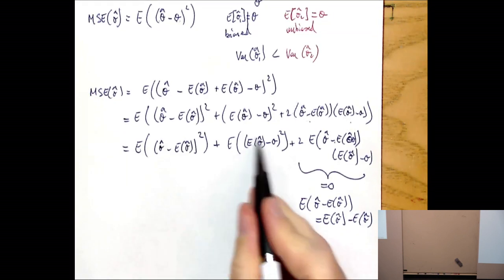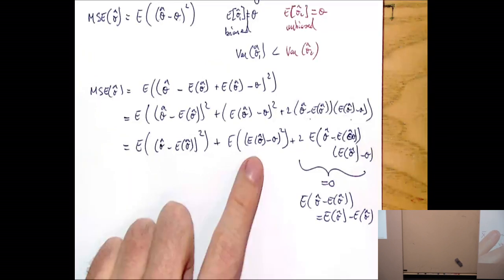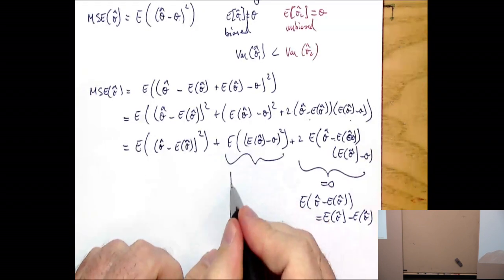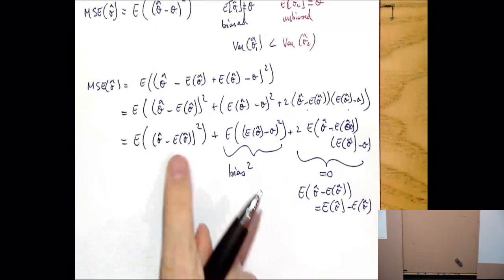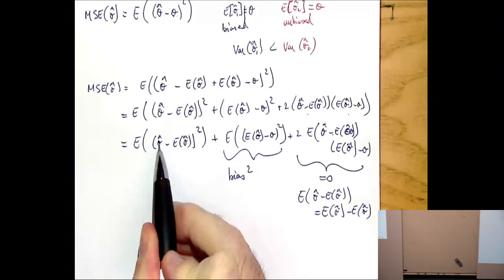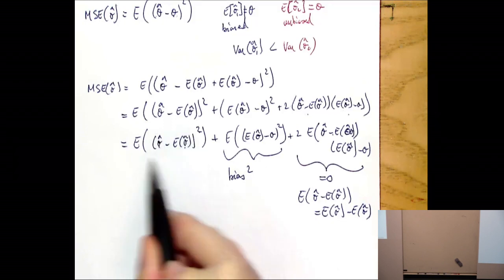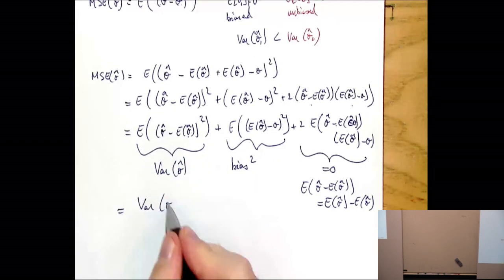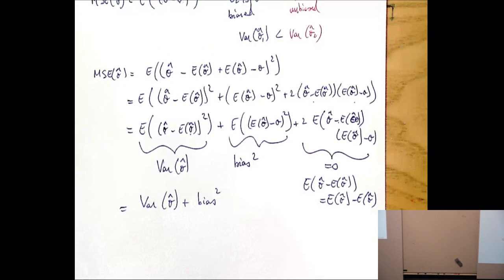Good. What do we have here? If you look at the definition of bias, we have that. So this term is nothing else than the square of the bias. And what is this quantity here? This is the square of the deviation between the estimator and its expectation. So this is a variance, the variance of theta hat. So the mean square error is equal to the variance of the estimator plus the square of the bias of that estimator.